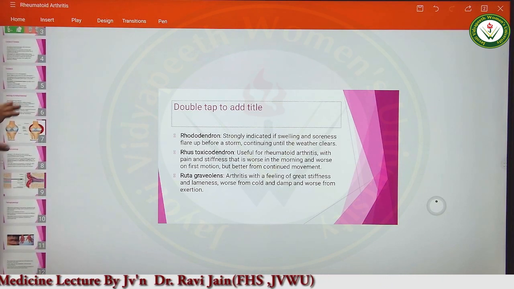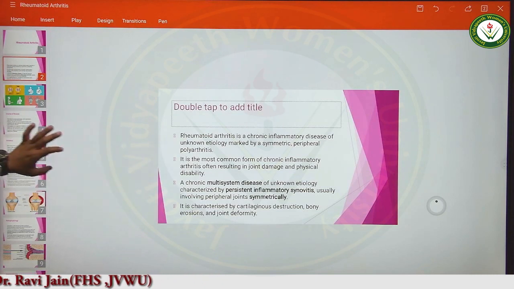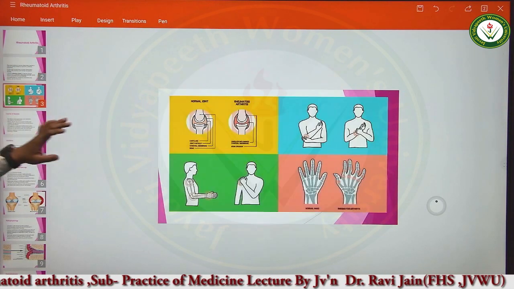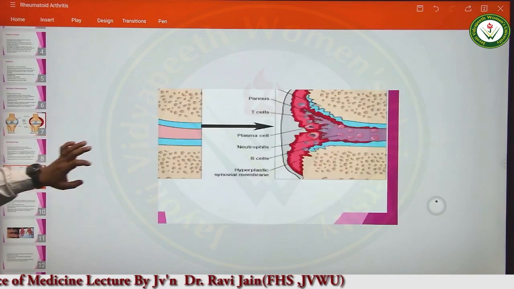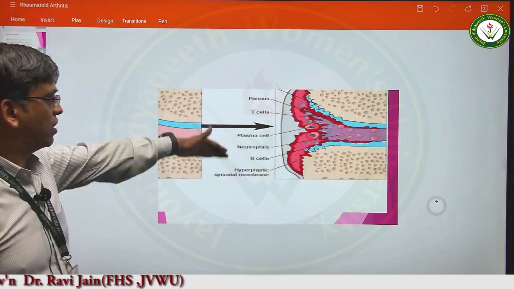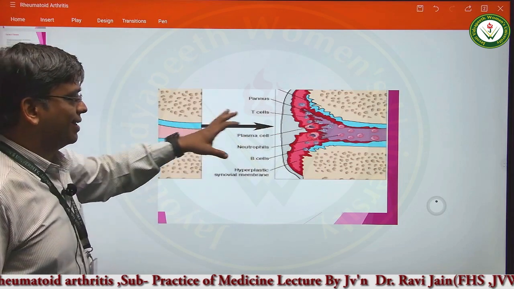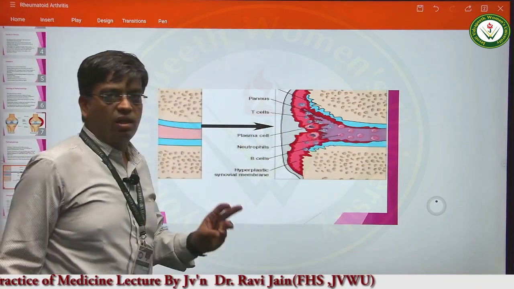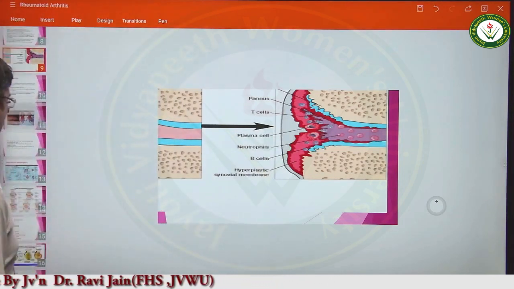So let us again see what is happening in case of rheumatoid arthritis. It is a chronic inflammatory disease of unknown etiology that is characterized by symmetrical peripheral polyarthritis. Multiple joints are involved. This is the pathophysiology that is taking place. The most important thing you have to remember is the formation of the pannus. There is infiltration of T cells, B cells, neutrophils and macrophages. All these cells infiltrate the joint and they are destroying the cartilage, the bones, and the joint.